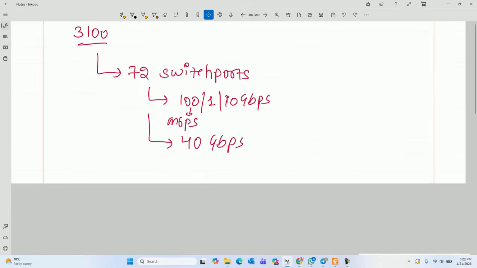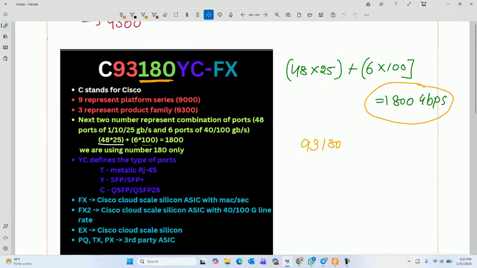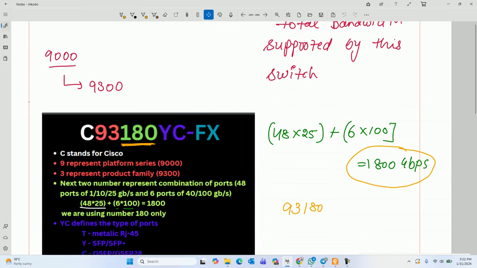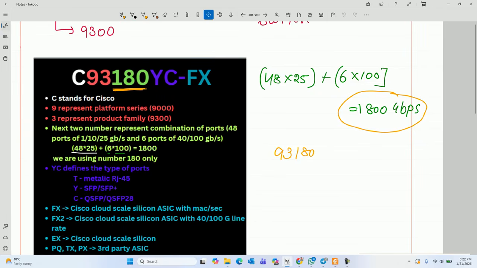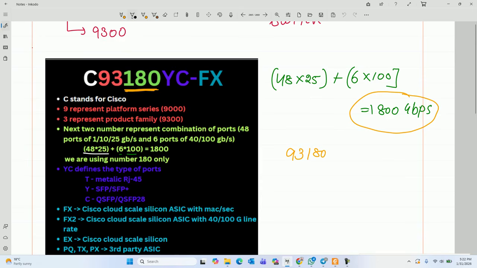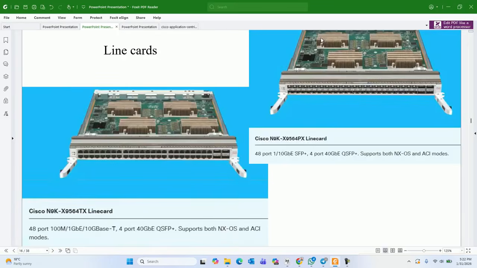Like here, the example is the switch we were discussing, the 93180. This switch has 48 interfaces with maximum bandwidth of 25 Gbps, and 6 uplinks, each of 100 Gbps. So 48 times 25 is 1200, plus 600. So the total throughput you're getting is 1800 Gbps. So that's how you calculate it.